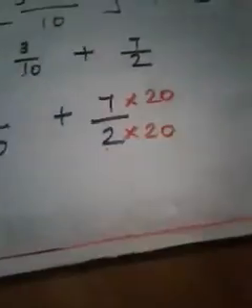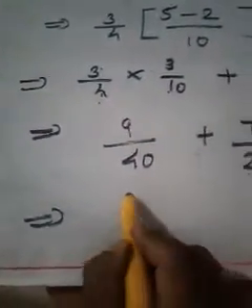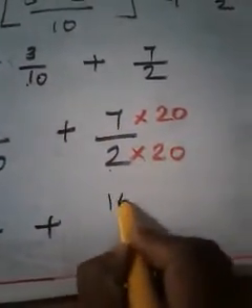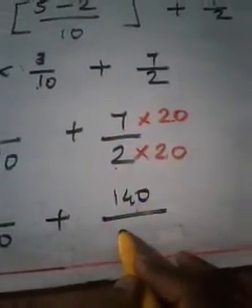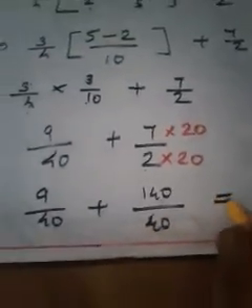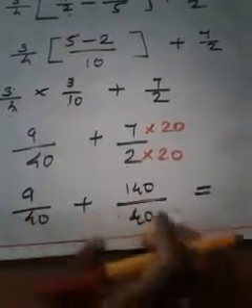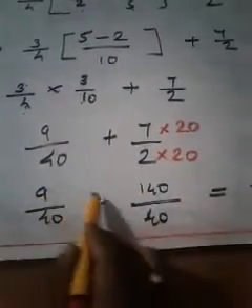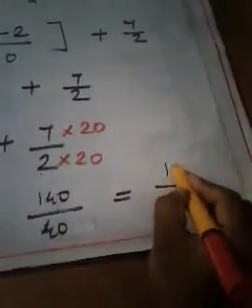Now we just see the magic. Then it becomes 9 by 40 plus, what is 7 into 20? 7 into 20 is 140, by 2 into 20 is 40. The denominators become the same. How to add two fractions with the same denominator? Just write the denominator as it is and add the numerators. 9 plus 140 is 149. The answer is 149 by 40.